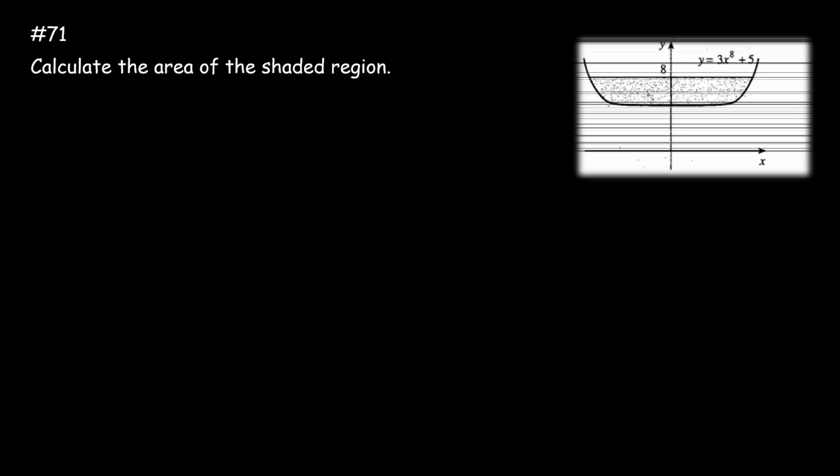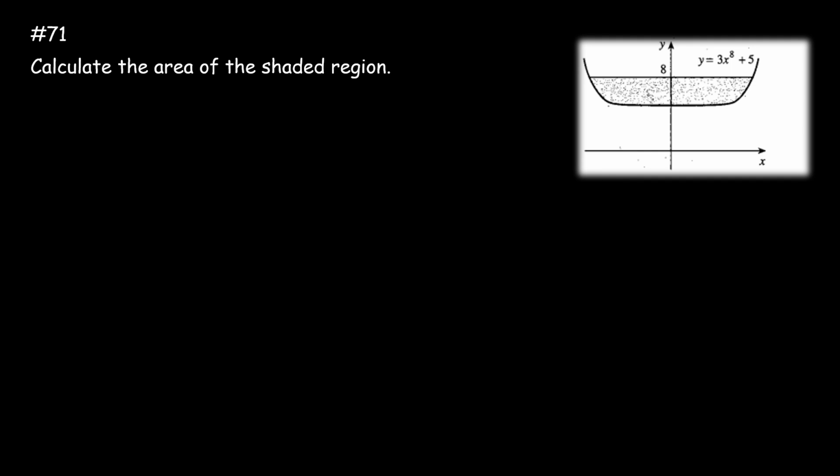Next question. Calculate the area of the shaded region. Notice that the curve intersects with the line y equal to 8. We've been given the curve, we've been given where it intersects, which is 8. But then we've not been given where the curve cuts the y-axis, which is pretty simple to do. So we have to calculate where it cuts the y-axis by substituting x equal to 0.